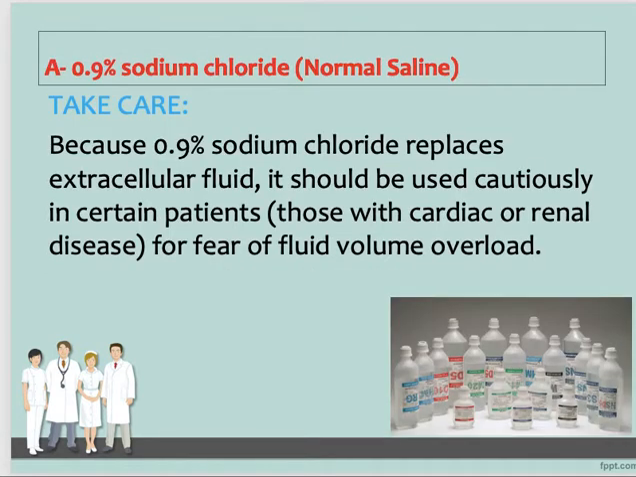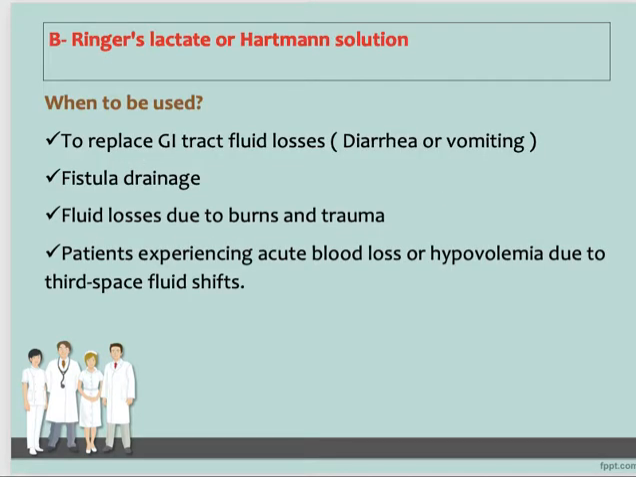Then comes, okay, so I'll leave this point right now. So this one can be used to replace GIT fluid losses in case of diarrhea and vomiting, when someone has any fistulas, when there are burns, or someone who has acute blood loss or hypovolemia due to third space fluid shifts.